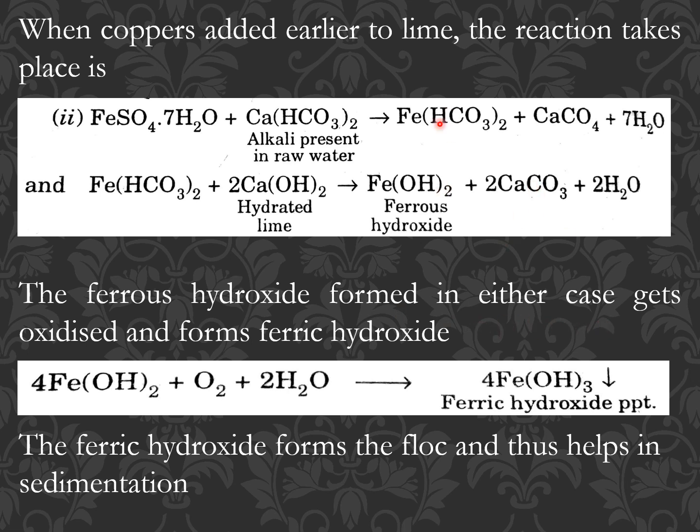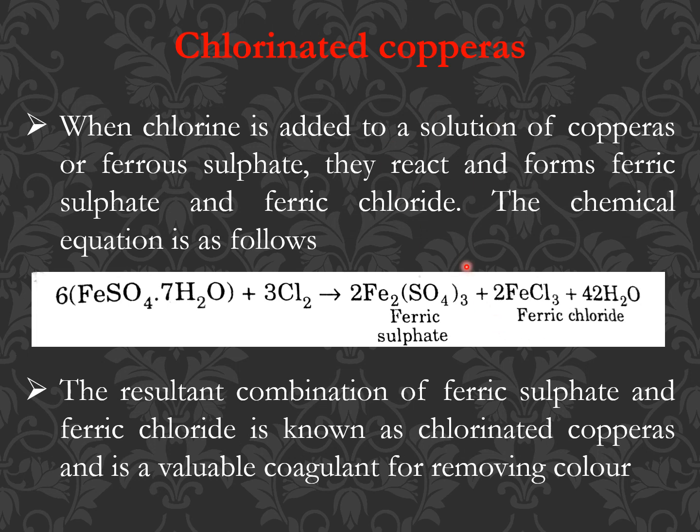So ferrous hydroxide is formed in either case. This ferrous hydroxide is oxidized and converts into ferric hydroxide, which is a precipitate. So in both cases, the ferrous hydroxide reacts with the oxygen in the water and forms ferric hydroxide, which is the flock, the precipitate, when copperas is added to the water. The ferric hydroxide forms the flock and thus helps in sedimentation. Okay, so this is the second one. First one alum, second one copperas.